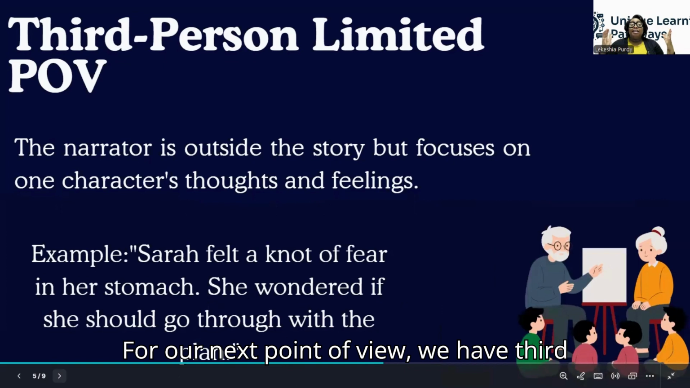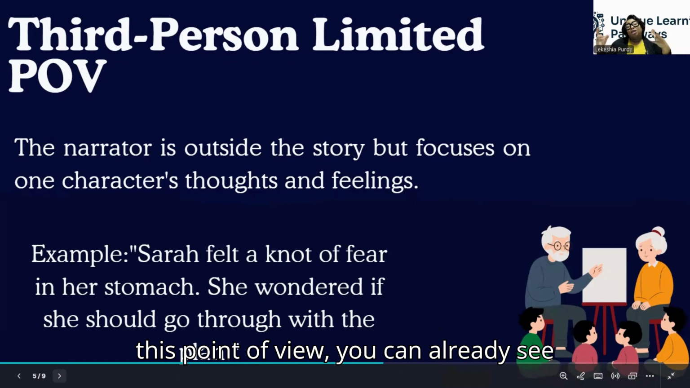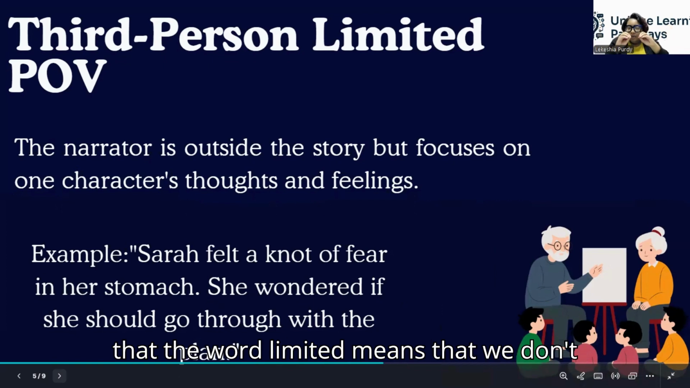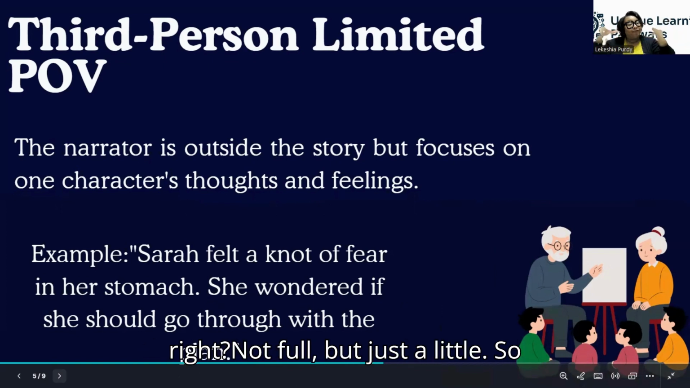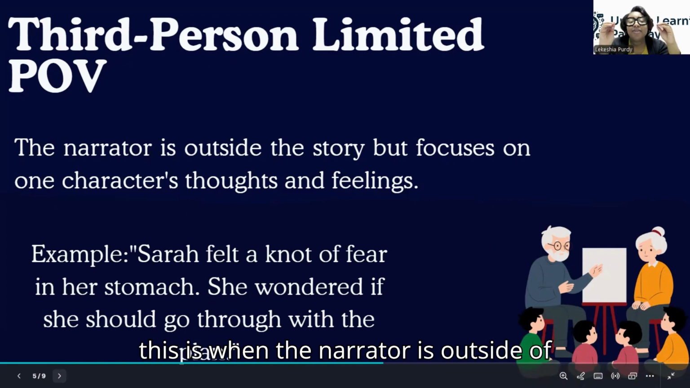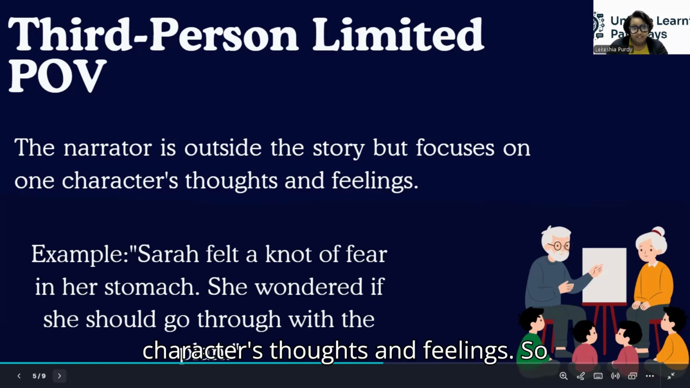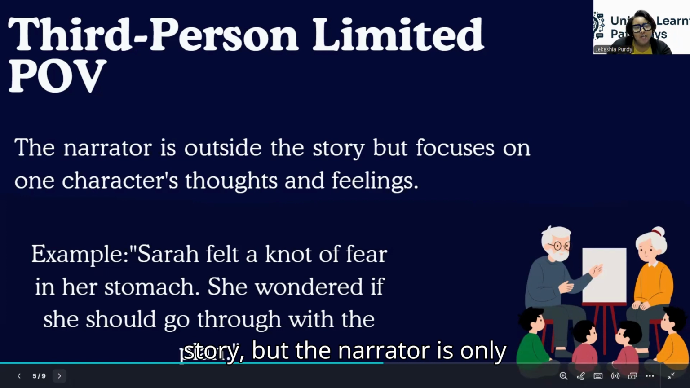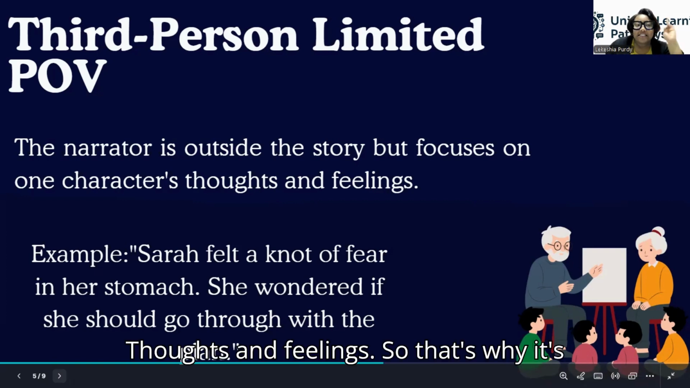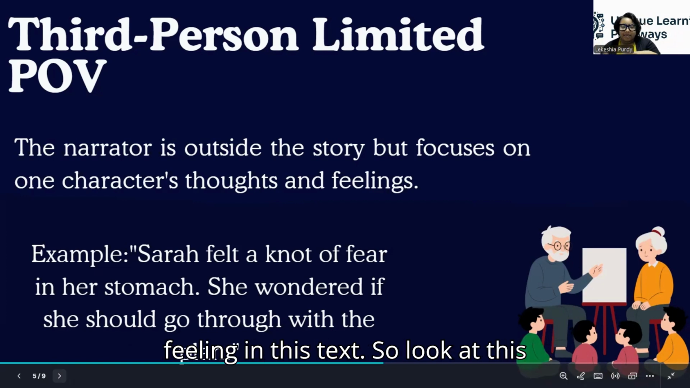For our next point of view, we have third person limited point of view. And with this point of view, you can already see that the word limited means that we don't see the whole picture, right? When we think of limited, we think of not a lot, right? Not full, but just a little. So this is when the narrator is outside of the story, but focuses on one character's thoughts and feelings. So there may be other characters in the story, but the narrator is only focusing on one person's thoughts and feelings. So that's why it's limited, because we're not getting the understanding of how other people are feeling in this text.